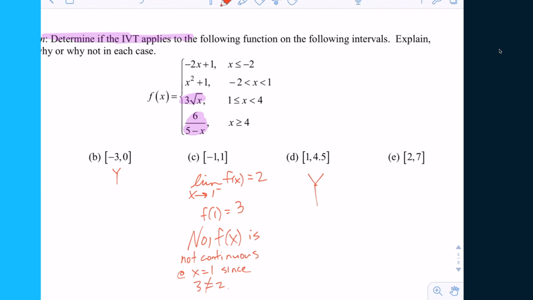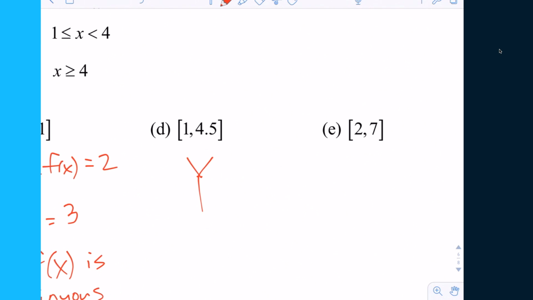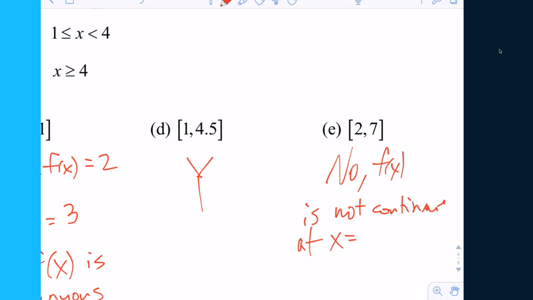All right, how about from 2 to 7? Very good. That one's easy. 2 starts here. We already know that it's going to be continuous at 4, but we have a vertical asymptote right at 5, and there's no getting around that, okay? So that's not going to work. So you can say no, f of x is not continuous on the interval.